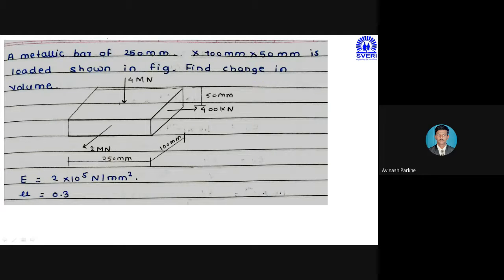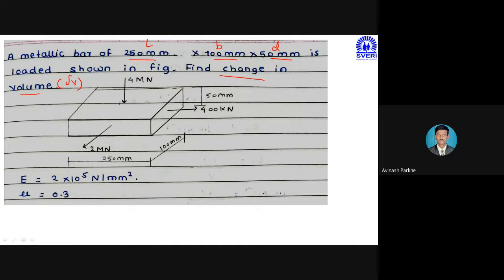If you read the statement, a metallic bar of 200 mm by 100 mm by 50 mm is loaded as shown in the figure. The loading diagram is given here, and we have to calculate the change in volume, that is delta V. The dimensions given are 250 mm by 100 mm by 50 mm, this L into B into D, or we can consider D as the thickness.